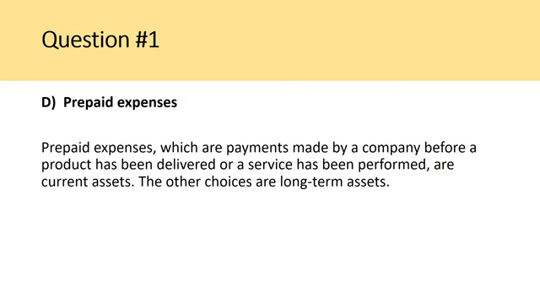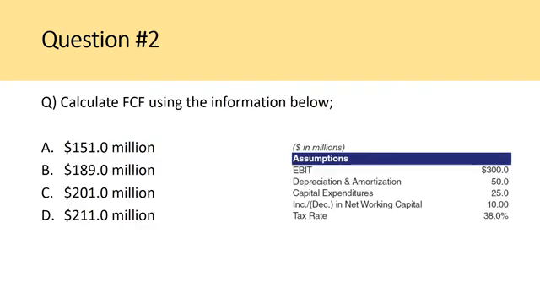Prepaid expenses, which are payments made by a company before a product has been delivered or a service has been performed, are current assets. The other choices are long-term assets. Now question number 2. Calculate free cash flow using the information below.